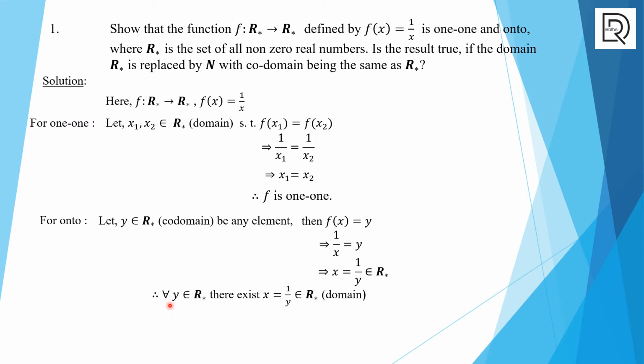So we can write for all y belongs to R star, there exists x equal 1 by y belongs to R star. We can write like this because this y is an arbitrary element. This is any element. So for all y belongs to R star, there exists x equal 1 by y belongs to R star. So therefore f is onto. So hence the given function is one-one and onto. Okay, now we proceed for the second part.